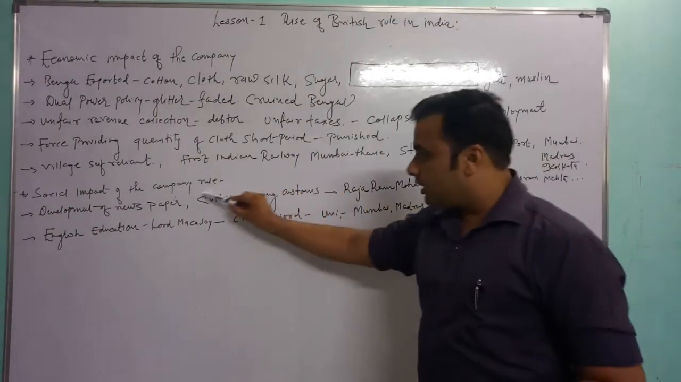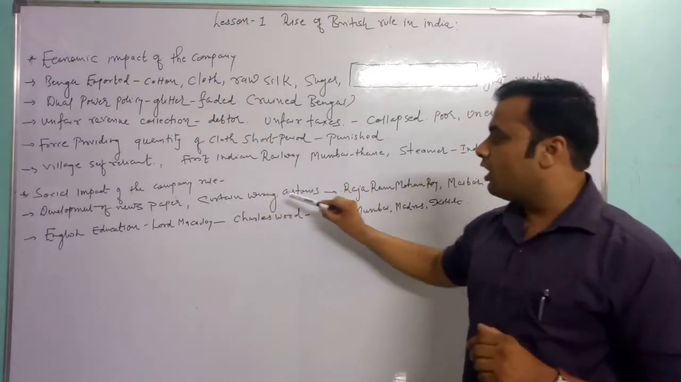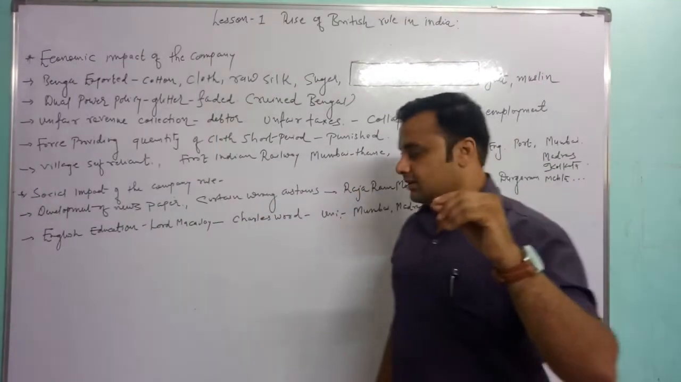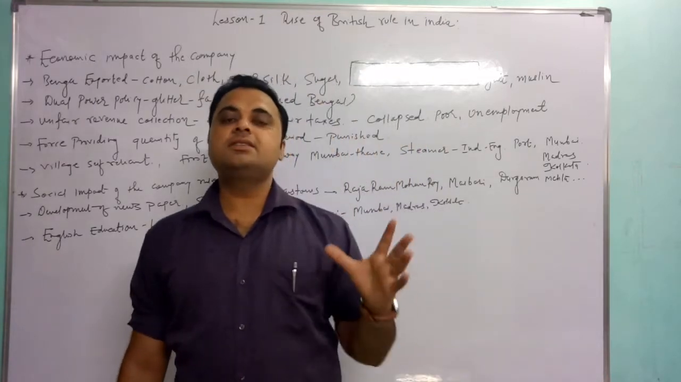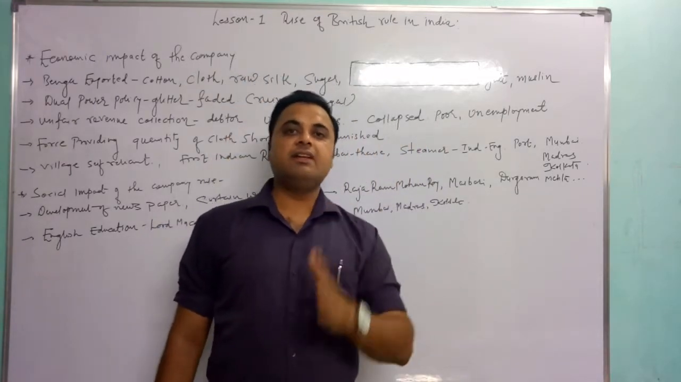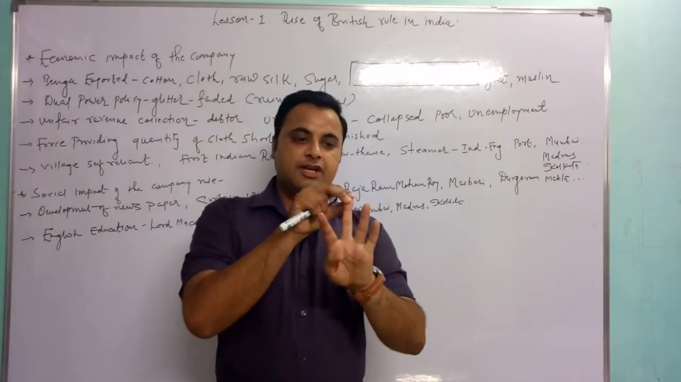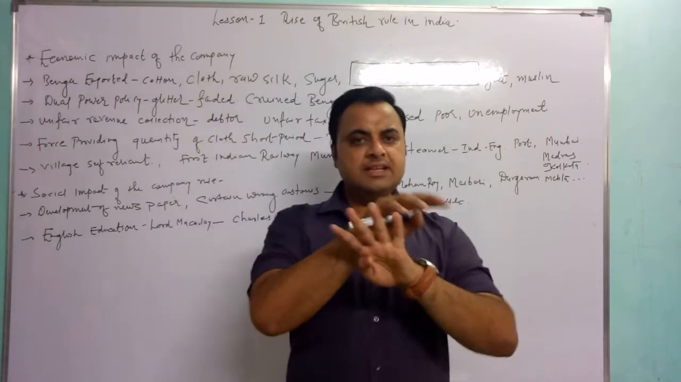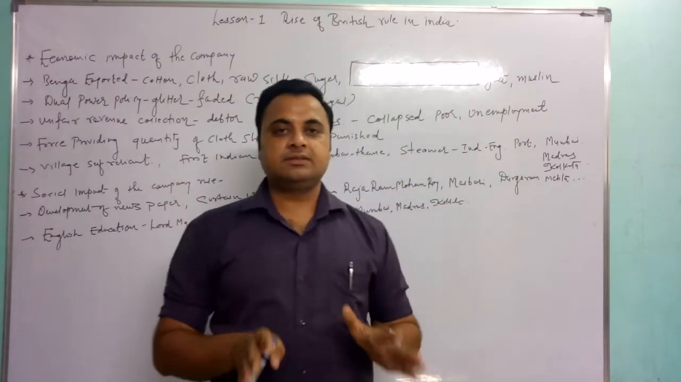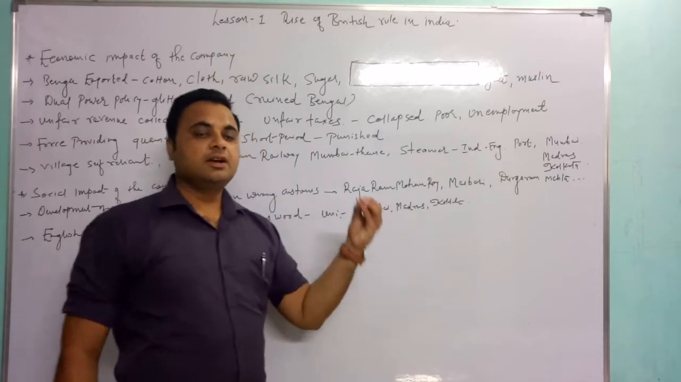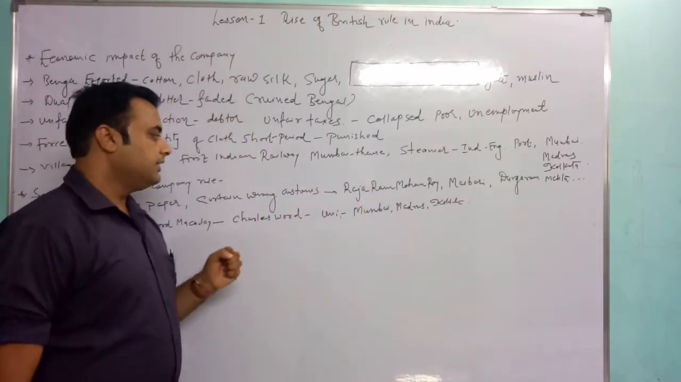Certain wrong customs were also there at that time. These wrong customs, the evils, you have already studied in the 8th standard, the different evils of our Indian society. The sati pratha, child marriage, दूध पीती, the पर्दा system, these are the evils. हमारे देश का, it is a black spot of our country.